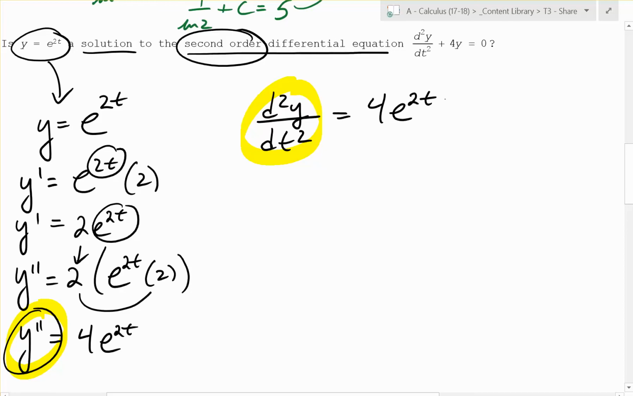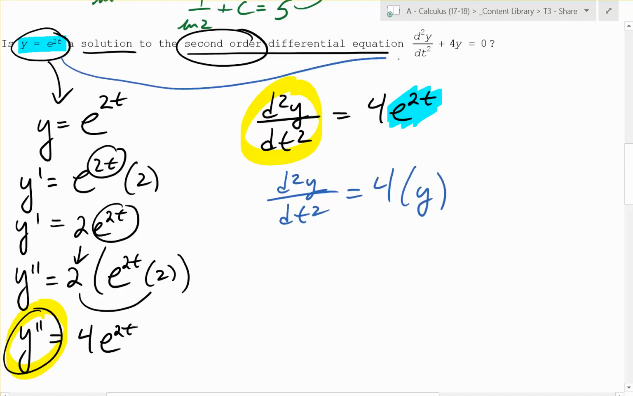So let's see what happens here. Well, what do we know? We know that y is equal to e to the 2t. Oh, you see it right there? So now we know that this, the second derivative of y with respect to t, is equal to 4 times y right there. This is the same as that, so then we just replaced it. So this is also right there.